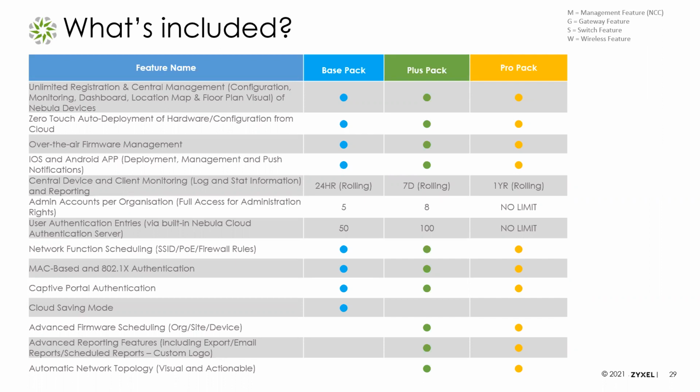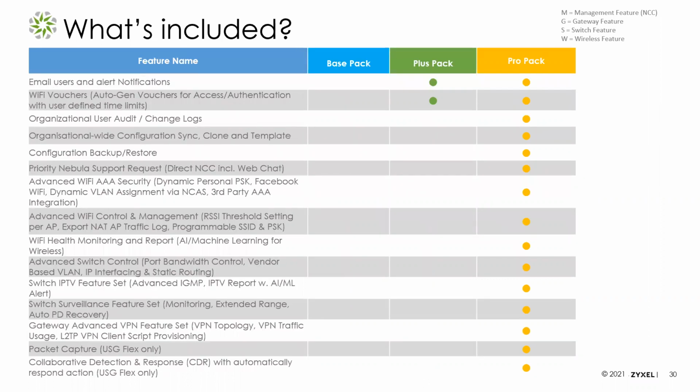We have this automatic topology view where we will generate a graphic showing you which devices are connected to which other devices, which may be helpful for troubleshooting issues on your network. The ability to get email and push alerts does require the Plus or Pro pack. And then something called Wi-Fi vouchers. If you're doing a commercial hotspot, where you want people to pay at a cash register and then be given an account to log in with that coincides with a certain amount of time, that requires either the Plus or the Pro pack.